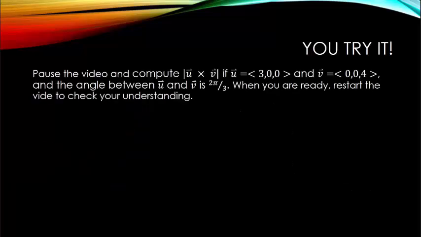So now you get to try it. Pause the video and compute the magnitude of the cross product of u and v if the vector u is given in component form as 3, 0, 0, the vector v is given in component form as 0, 0, 4, and the angle between u and v is 2 pi over 3. When you're ready, restart the video to check your understanding.